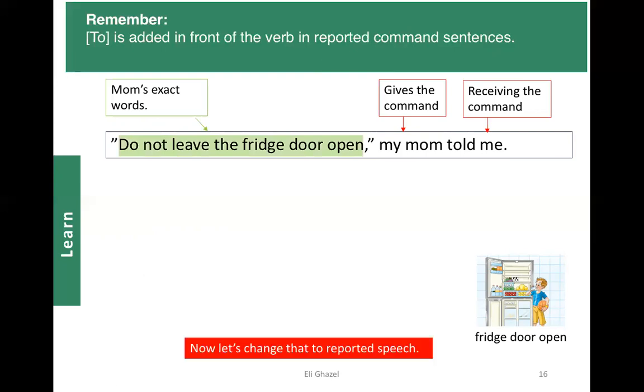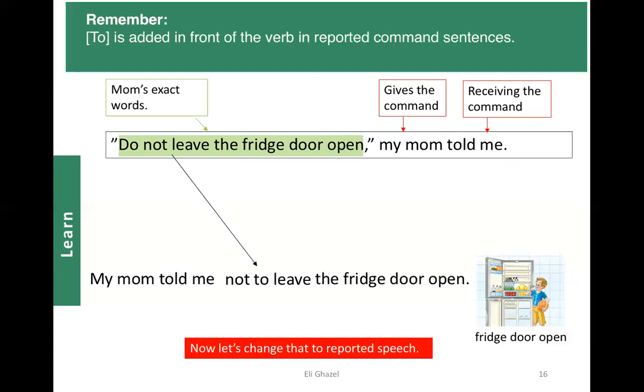Now, let's change that to reported speech. Let's look at the person receiving the command and anything else. So there is nothing here for us to change. It's pretty straightforward, except it's "do not", and the actual verb is "leave". So we need to go, my mom told me, and what do we put? To leave, but with a not before it: not to leave. And of course, the fridge door open, and don't forget a period at the end.